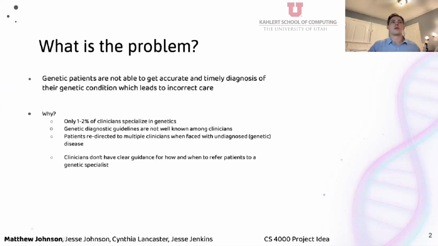So let's quickly go over the problem that patients and doctors are faced with. A lot of times a genetic patient, as they come into a doctor, they're not able to get a timely diagnosis or even an accurate diagnosis because most doctors are not genetic specialists. And when they face symptoms that could be a genetic disease, they might not even recognize that this is a genetic disease. So a lot of times then this patient can just go undiagnosed for years. And this is because only 1 or 2% of clinicians are even geneticists in the first place. And these guidelines to diagnose somebody with a genetic disease are not very well known.